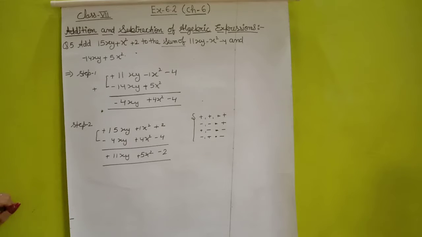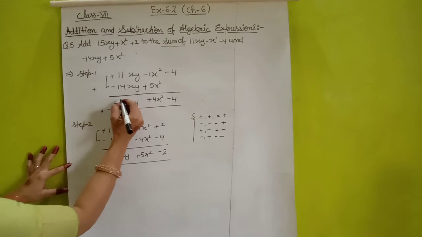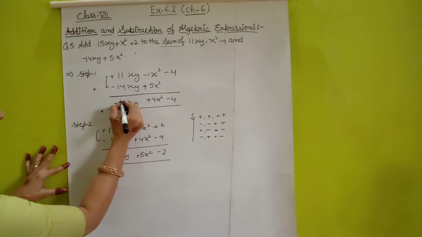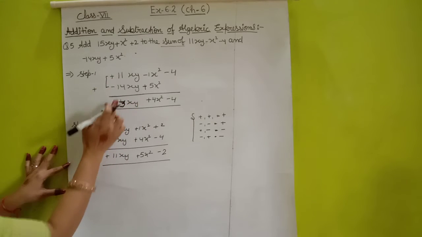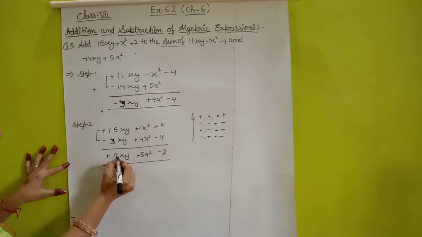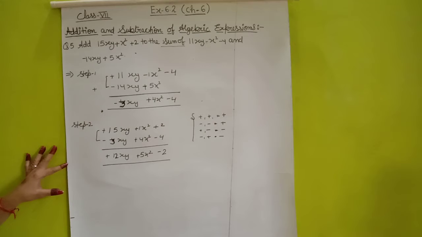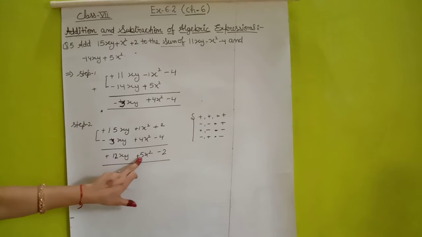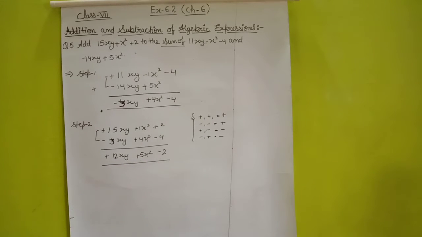Students, here by mistake I have written 4. Here 3 will come. You can make this 3, because 14 minus 11 is 3. And here also 3 will come, and here 12 will come, because 15 minus 3 is 12. So your final answer is 12xy plus 5x square minus 2. This was your question number 5. Question number 6 is similar to question number 5, so you can try. Now I am taking question number 7.